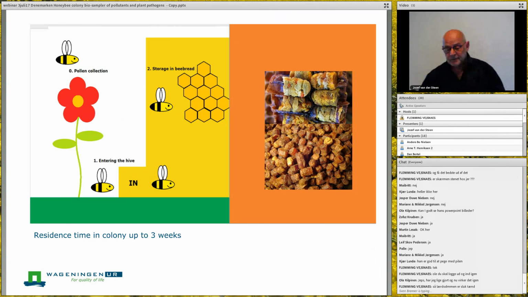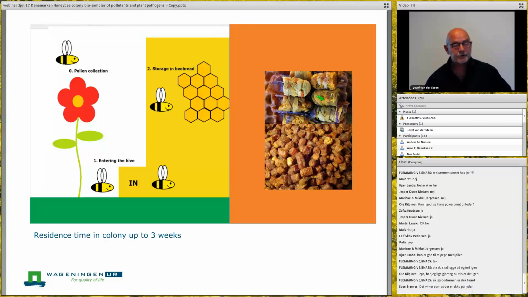Back to the bee bread. Why don't we use bee bread? Bee bread is pollen collected by the bees. It gives you a kind of indication of what the bees have foraged on. And okay, you can use it, but as you see on this picture here, it consists of all kinds of layers. And the residence time of bee bread in a colony is about 3 weeks. It can be more, it can be less, but this is kind of average. So that means after 3 weeks, you don't find anything back of what the bees have collected.